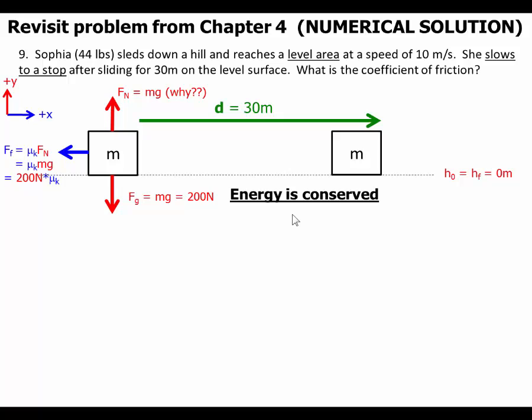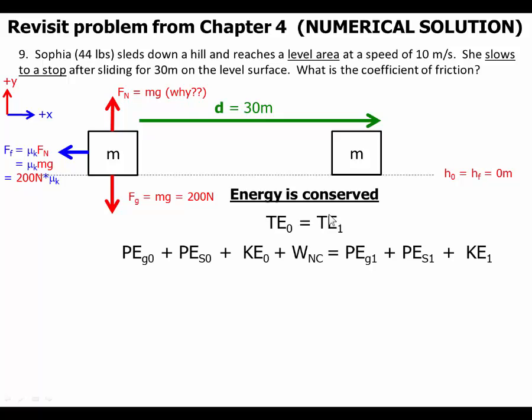So we're going to use the conservation of energy method. I'm going to write down, and I would ask that you do too, either conservation of energy or energy is conserved, and just show that the total energy at time 0 equals the total energy at time 1. This is really general. I'm putting in all forms of mechanical energy that we're using: the potential energy of gravity at time 0, the potential energy of springs at time 0, the kinetic energy at time 0, and the non-conservative work equals the potential energy of gravity at time 1 plus the potential energy of springs at time 1 and the kinetic energy at time 1.